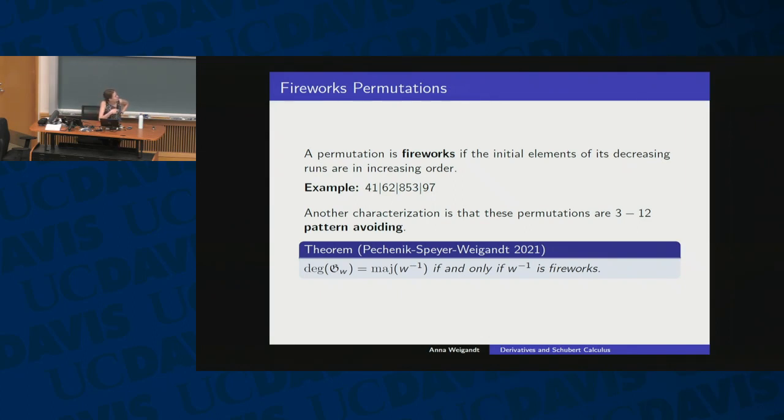Now, another characterization is that these are the permutations that are 3-1-2 pattern avoiding. So this means that in this 3-1-2 pattern, the 1 and the 2 pieces are consecutive. So the theorem is that the degree of the Grothendieck polynomial equals the major index of W inverse if and only if W inverse is fireworks. It works, so we can pick this out. It's fire. It's lit, yo?